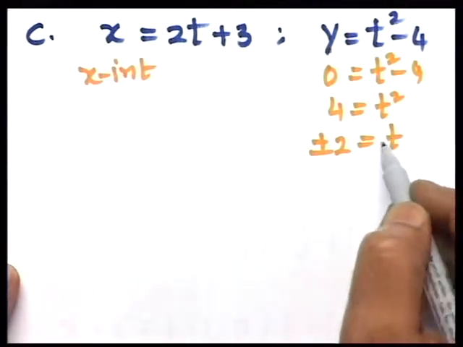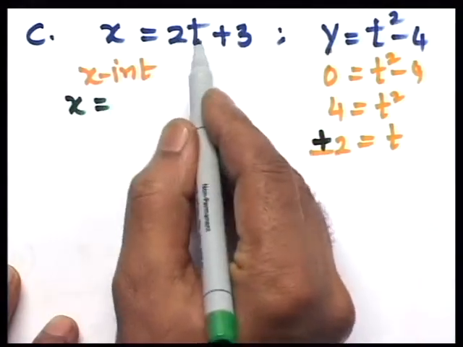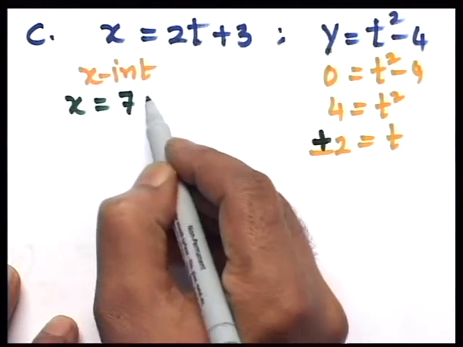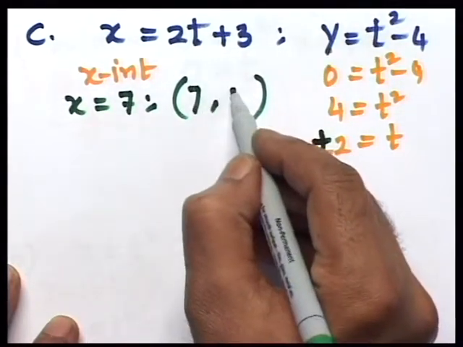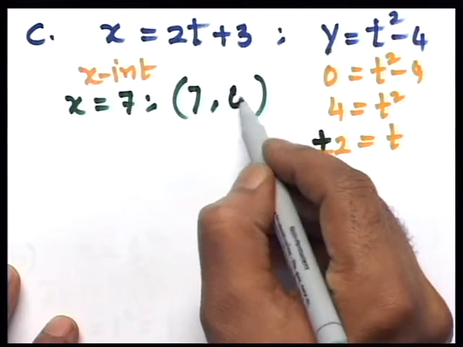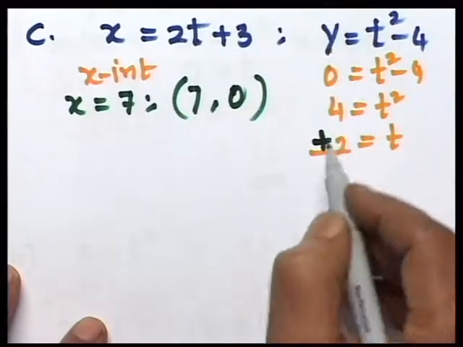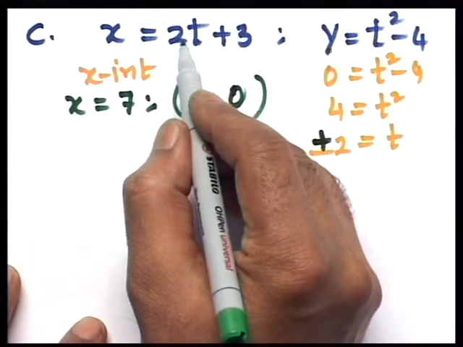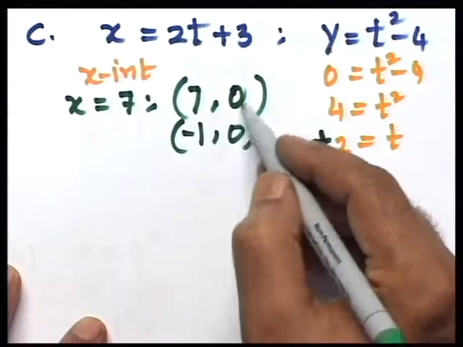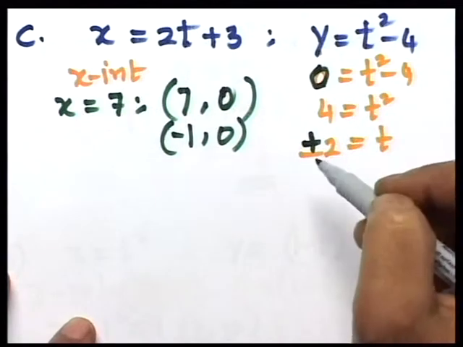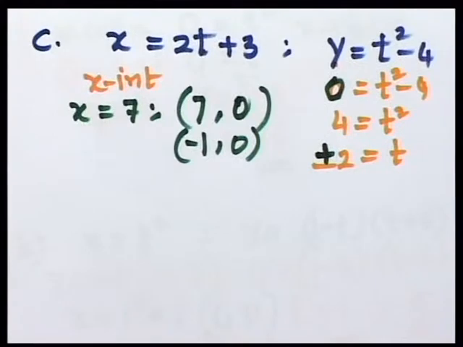Then we need to find the x-intercepts now. So t equals plus 2 first. So we have x equals 2 times 2, 4 plus 3, 7. So we do have a point where x is 7 and y equals, no, that's 0. 7, 0. Happy? That's the t value, please. Then we put minus 2. So minus 2 times 2 is minus 4, plus 3, that's minus 1, and 0. That's 0, please, because we substituted y as 0. They are the x-intercepts.